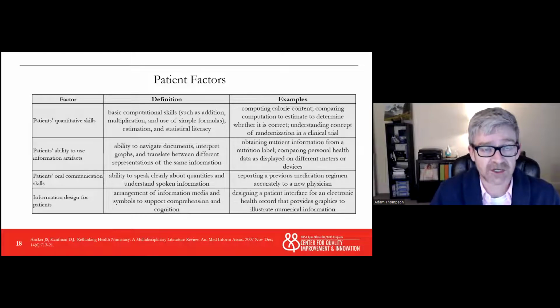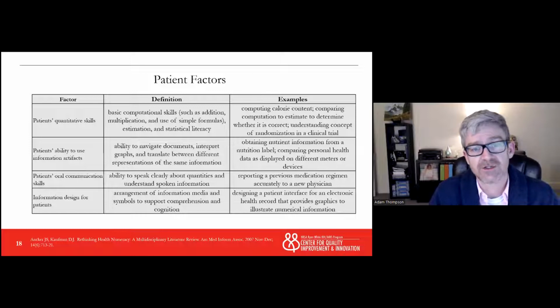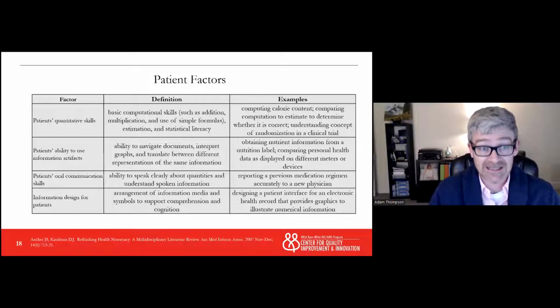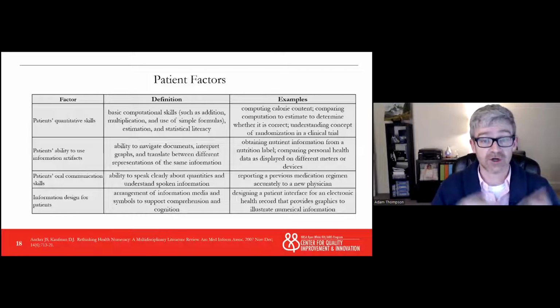A second factor that contributes to a patient's ability to use quantitative information is the ability to use that information. And this is defined as the ability to navigate the documents that the information is contained on, to interpret the graphs, right?